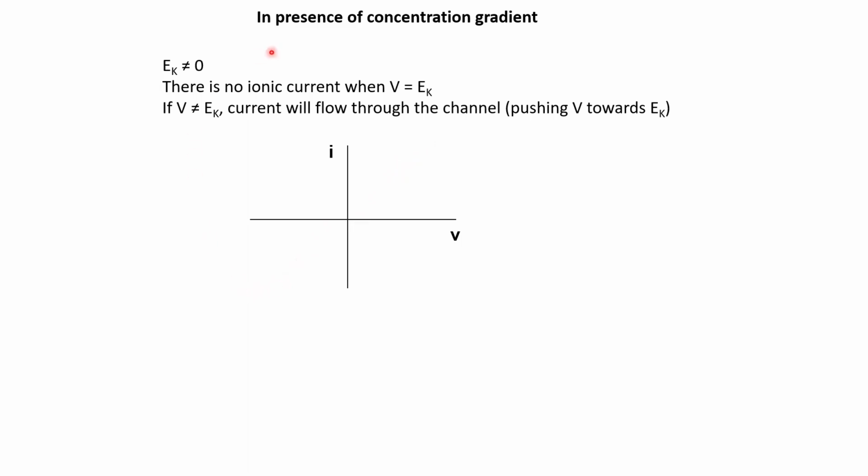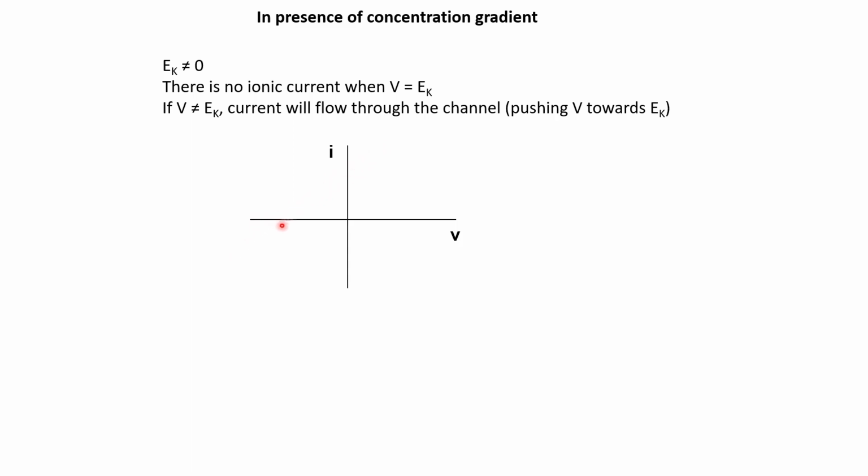Now in the presence of a concentration gradient, when V is 0, the current will not be 0, because the equilibrium potential is minus 75. So Ek is now a negative value, and current will be 0 at this point, not at this point. So this is where current is 0, and now if we change the voltage from Ek, if the voltage is higher than Ek, then there will be positive current flowing out through the membrane, and if voltage is more negative than Ek, then there will be negative current.